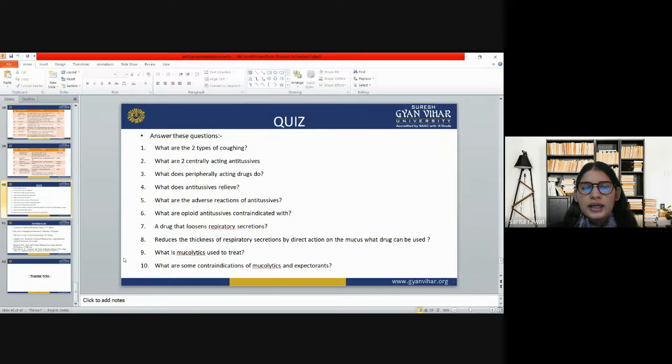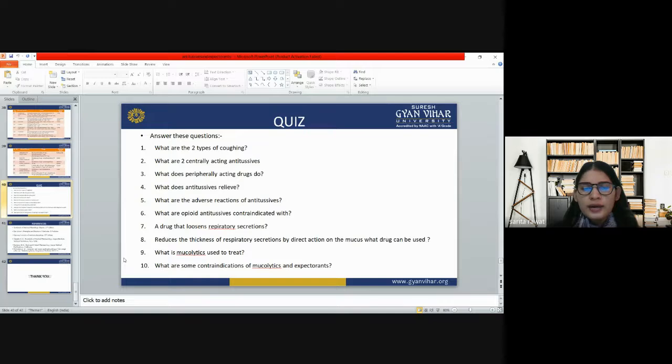Then, what is a drug that loosens respiratory secretions? You can easily answer this question. These are mucokinetics. They break down the secretion, break down the mucus, and then make it easy to expel it out. Then, what reduces the thickness of respiratory secretions by direct action on the mucus? What drug can be used?